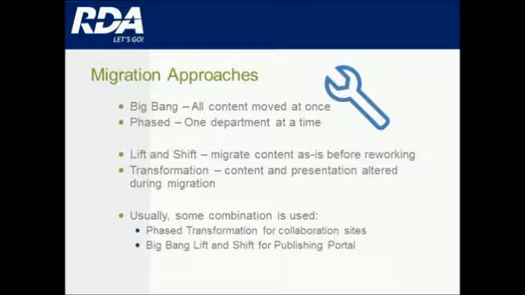So usually we will help you figure out what combination to use, and it's different depending on a lot of different factors, from the size of your data, the way that your web applications and site collections are structured, what you're actually using, whether it's a portal or collaboration sites. So collaboration sites are certainly more conducive to a phased transformation where we move one site at a time, whereas something like a publishing portal or a public-facing intranet site, you pretty much have to do a big bang lift and shift. Just get it moved over, and if you're going to do some transformation, make it a second release.